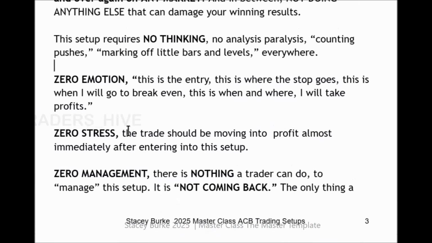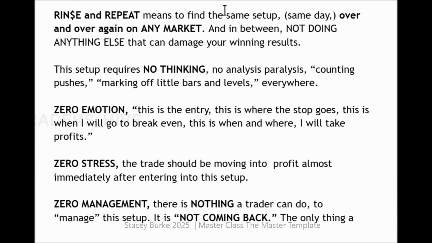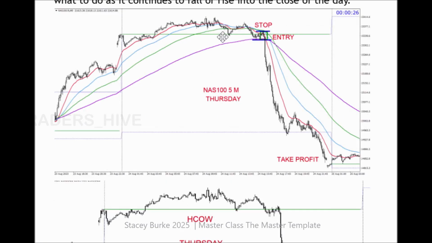But I want to emphasize, rinse and repeat means to find the same setup, the same day in their particular case, on any instrument over and over and over again and doing nothing else in between. This setup is scalable in size. Size is where you will make the highest amount of money on this type of template. Scaling in once your skills and your confidence grows, and understanding that there is nothing else to do with this setup because it is going to the close of the day.